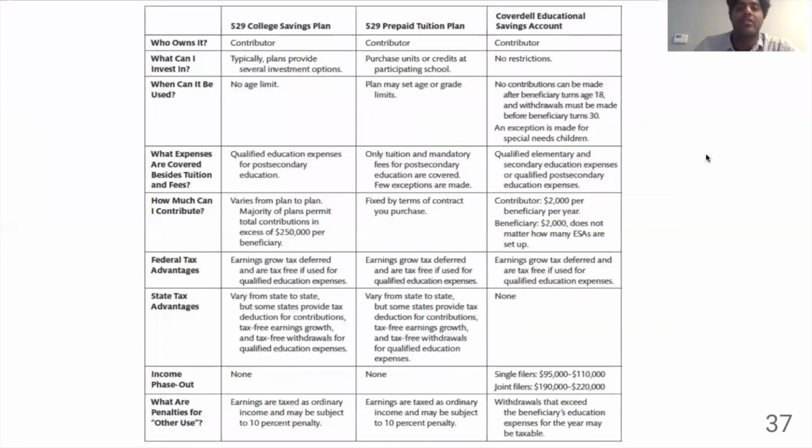Right here is just another little list explaining the differences between the 529 plans and the Coverdell Education Savings Account. I think the important thing to know is that all three of these have it so that the earnings grow tax deferred and are tax free if you use them for qualified educational expenses. So they both have federal tax advantages. However, the Coverdell Education Savings Account has no state tax advantages, so you don't get the benefits of that.